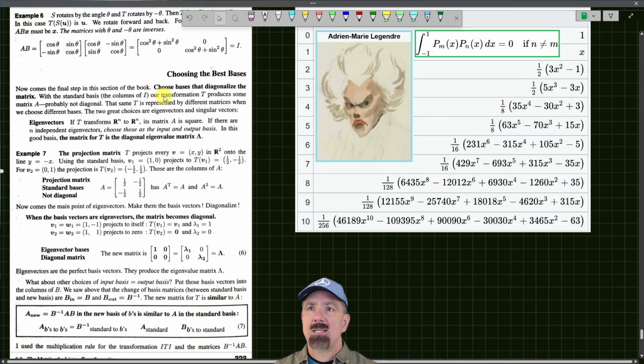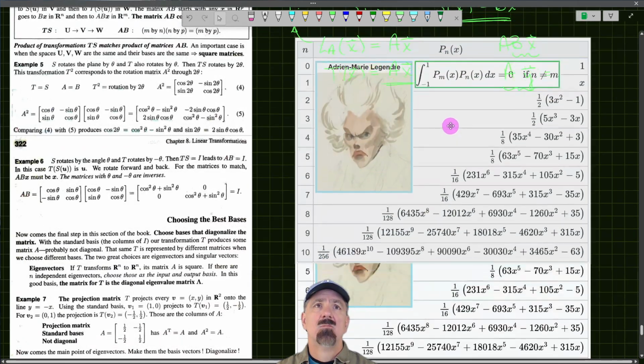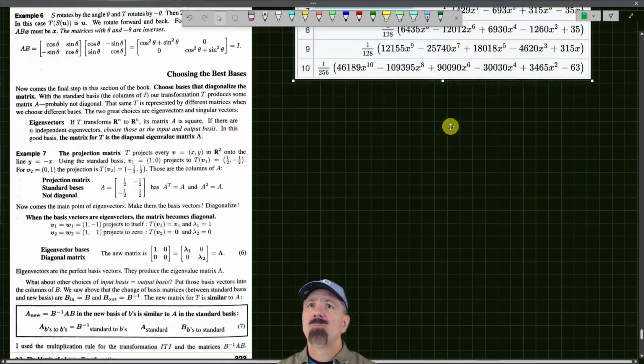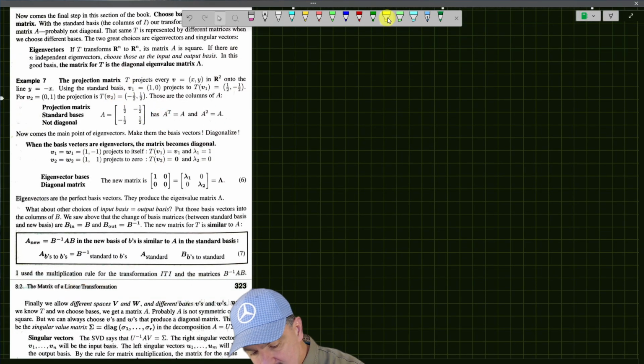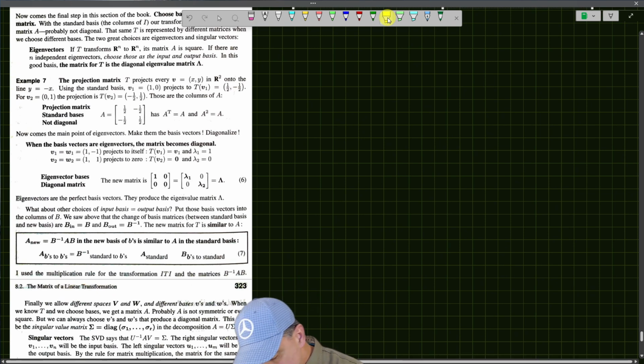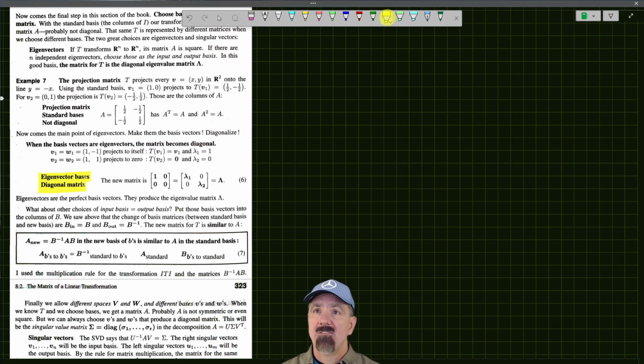Okay, choosing the best basis. What we're going to do, I'm going to move Monsieur Legendre out of the way, and we'll talk about choosing the best basis. It's actually quite straightforward, and we've talked about this from the very beginning of the class. The best basis for square matrices is oftentimes the eigenvector basis, because that's taking the action of whatever our linear operator is, and it's diagonalizing it.